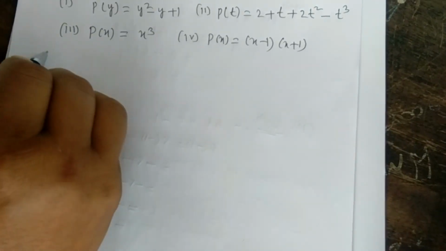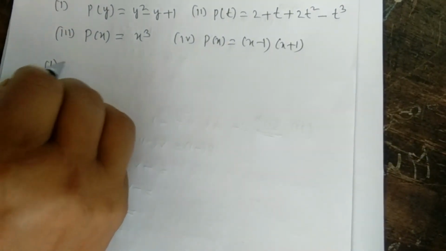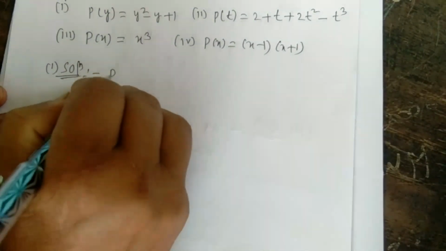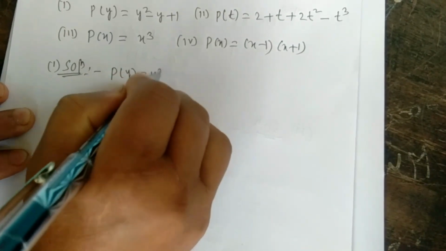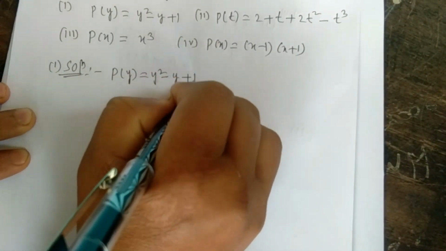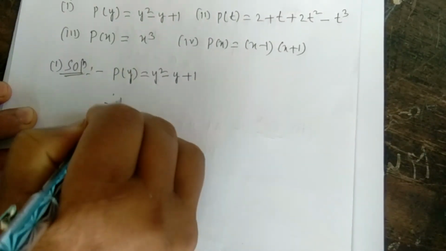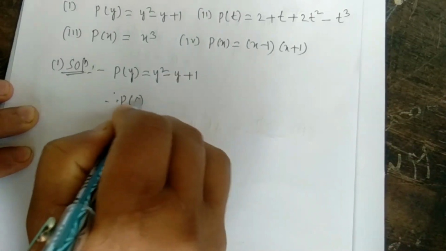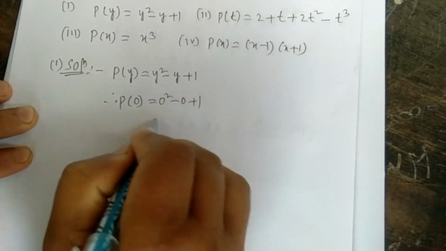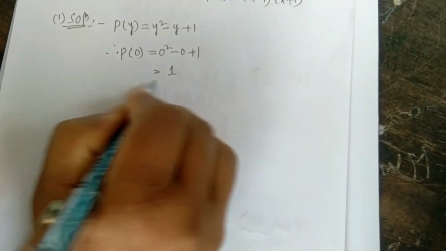So let me show you the solutions one by one. Number 1, solution. p(y) equal to y square minus y plus 1. Therefore p(0): first you'll find, put 0 in place of y. 0 square minus 0 plus 1. The zeros are meaningless, we don't write 0, it is 1.